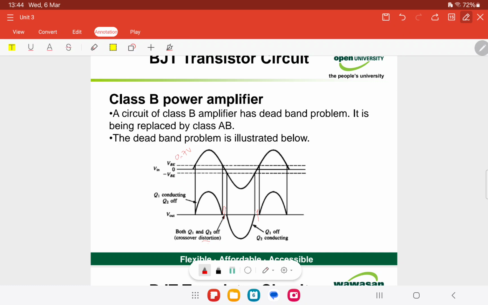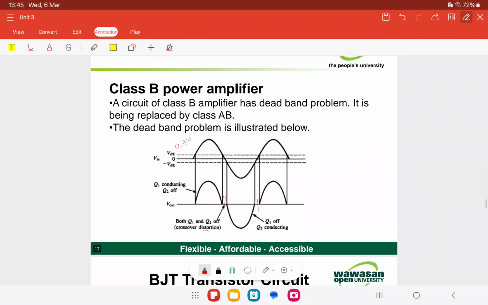So the circuit of the class B amplifier has a dead band problem, and it is replaced by class AB. We call this the crossover distortion or dead band. Thus there is a period of the input signal where there is no conduction for both NPN and PNP, which is termed dead band. This period of time causes a distortion called crossover distortion. How do we overcome that? We introduce class AB.